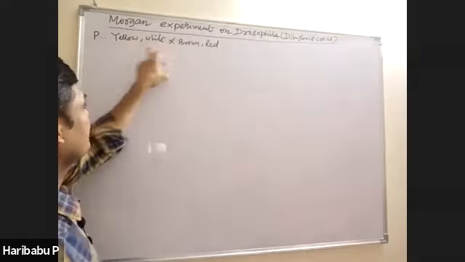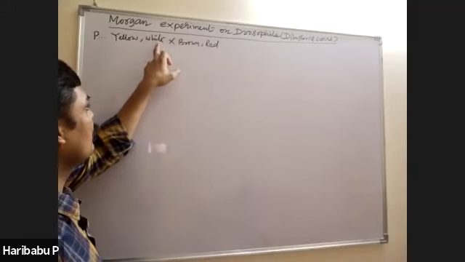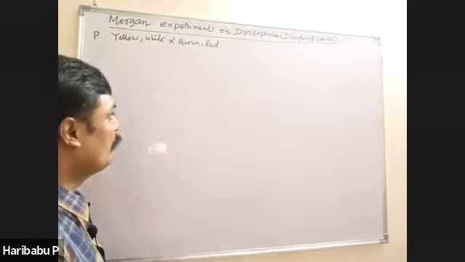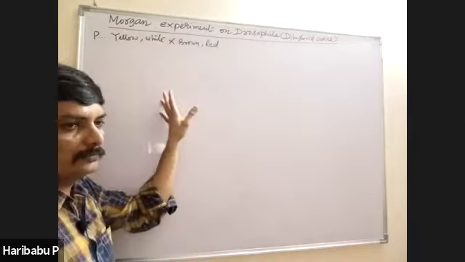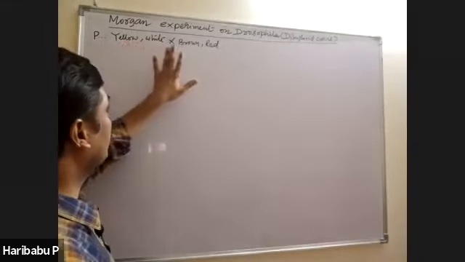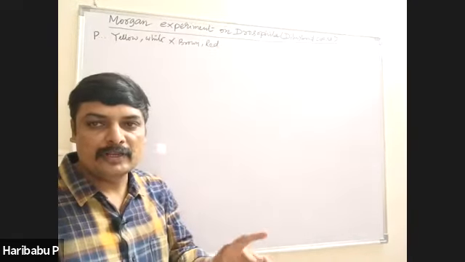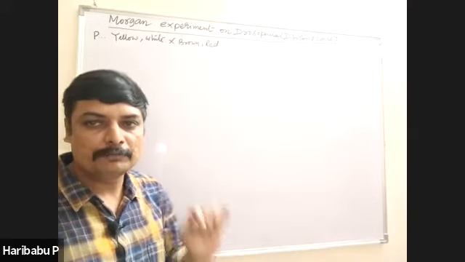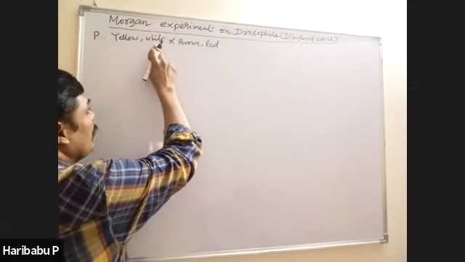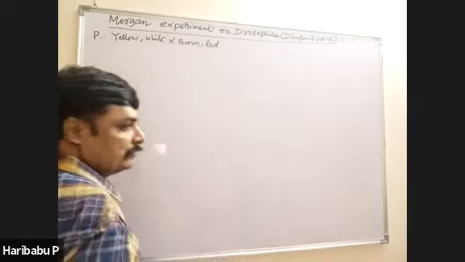Body color, that is yellow, brown. Eye color, that is white and red. Two characters are taken. One is body color, another one is eye color. Body colors are yellow body, brown body. Among them, brown body is dominant over yellow body. Then eye color, white eye color, red eye color. Here red is dominant over white.